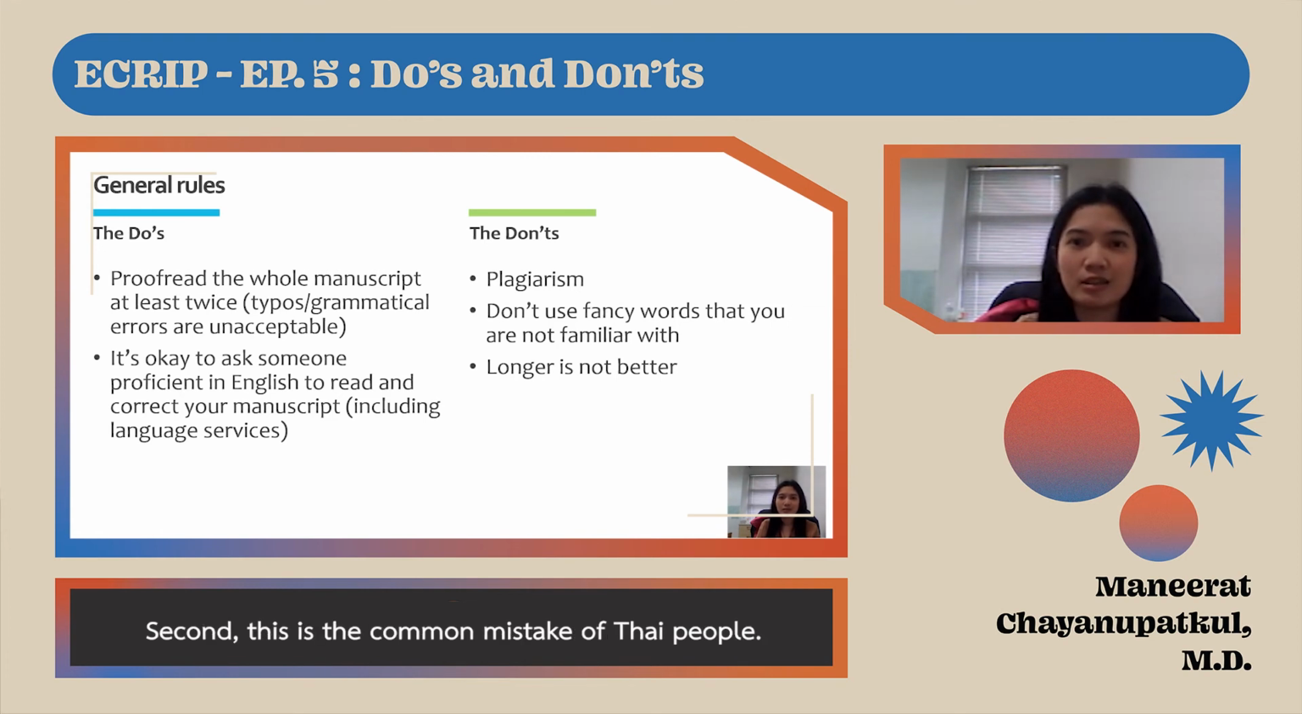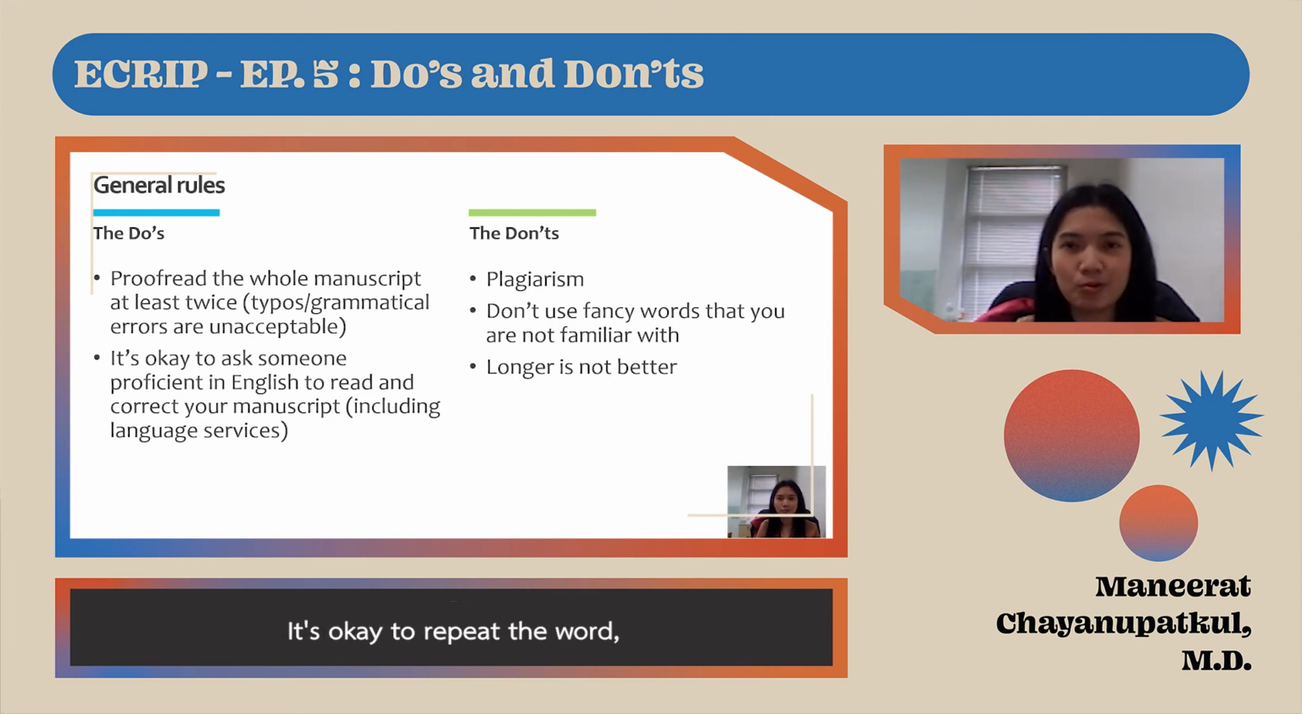Second, this is a common mistake of Thai people. It's okay to repeat the same word from time to time. You don't have to put a word into a thesaurus and try to use a different word every time for the whole manuscript, because in the end, since you're not an English speaker, you might use some fancy words that are not correct in meaning. For example, if you put demonstrate in a thesaurus, you might get demonstrate, show, illustrate, but demonstrate and illustrate are not the same thing.